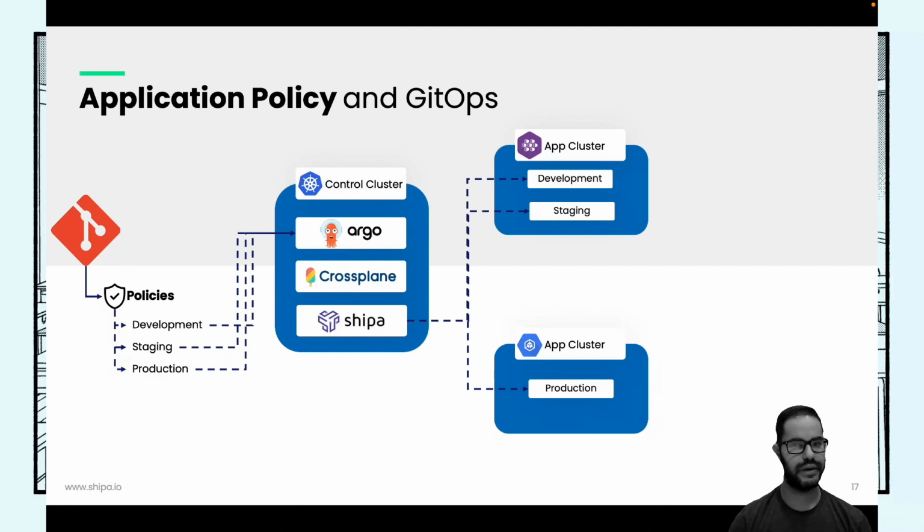I'm not going to be installing Argo on each cluster. I'm just going to be using my control cluster, and because I have Shipa in that control cluster, Shipa is going to be taking care of coordinating everything across the multiple clusters, which facilitates our maintenance later, right? So let's do that.